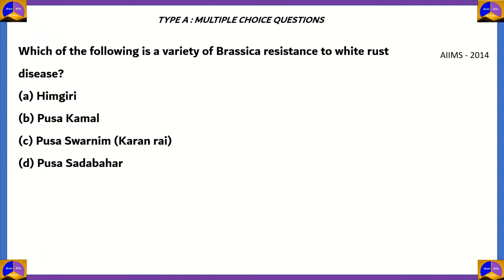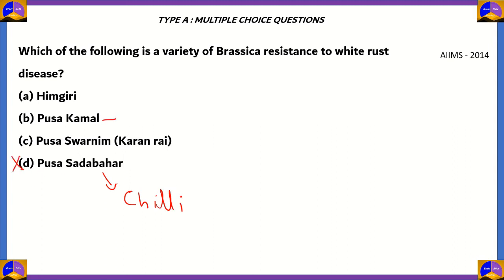Let's look at the next question. Which of the following is a variety of Brassica which shows resistance to white rust disease? So you have option A, Himgiri, option B, Pusa Komal, option C, Pusa Swarnim, that is Karan Rai, and option D, Pusa Sadabahar. If you look at the options, you can see that option D, Pusa Sadabahar, is a variety of chili, so option D is incorrect.